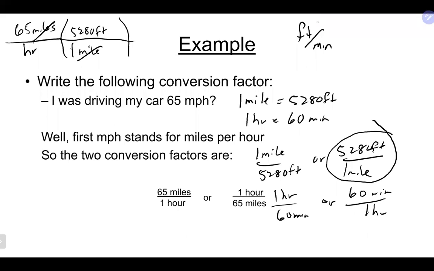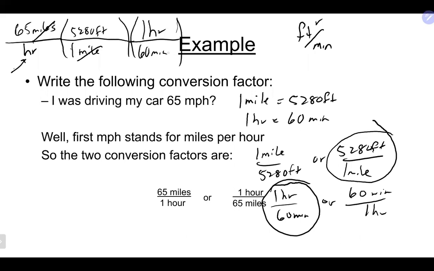So that's pretty close to what I want. I got my feet done. Now I need to change the hours on the bottom to minutes. So this is important. Did you set it up this way? You can clearly see that the hours are on the bottom, which means to get rid of hours, you actually need hours up on top. So that would be the conversion that we would want to use. And we would do 1 hour up on top, 60 minutes on the bottom.